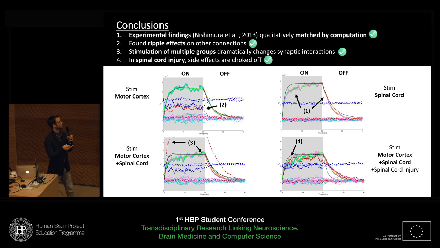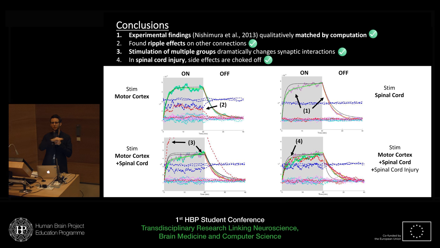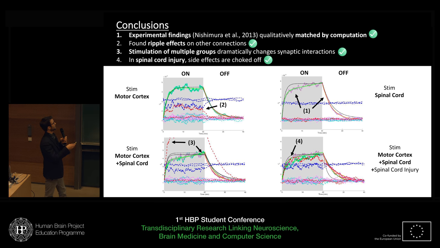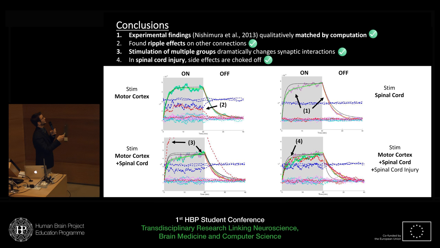What if now we stimulate both of the groups, but we have spinal cord injury? So we're severing the connection between motor cortex and spinal cord. Well, this effect, boom, drops down. So we can study that, and we know that this effect is choked off.